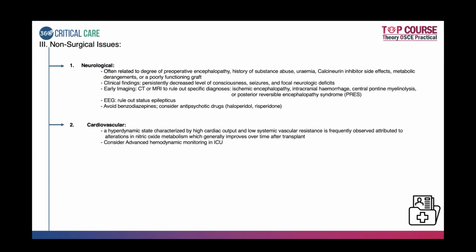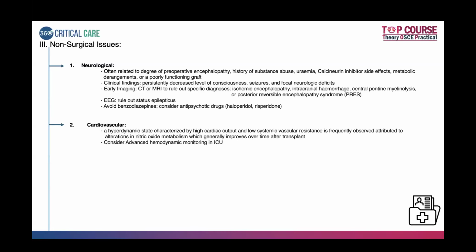Next is cardiovascular. Usually the post-transplant phase is a hyperdynamic phase, characterized by high cardiac output and low systemic vascular resistance. So why does it occur? It's mainly because of alterations in the nitric oxide metabolism, which generally improves over time after transplant. So usually in the first 24 to 48 hours, you will see that they will be on triple vasopressors, but over time they usually start to resolve.